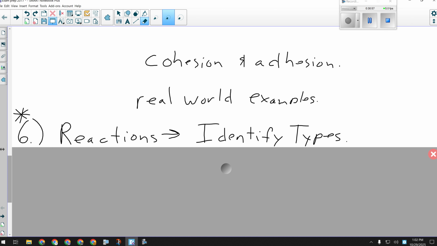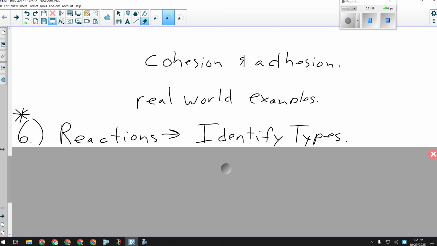Combustion reaction, synthesis reaction, double replacement, single replacement, decomposition. Those are our 5 types. Okay, there will definitely be multiple choice items where it'll be, here's a reaction. It is an A, decomposition, B, combustion. Okay, be able to identify the types.